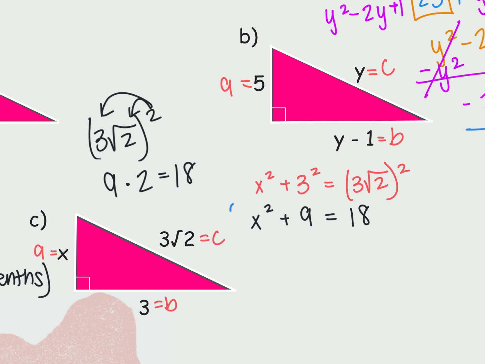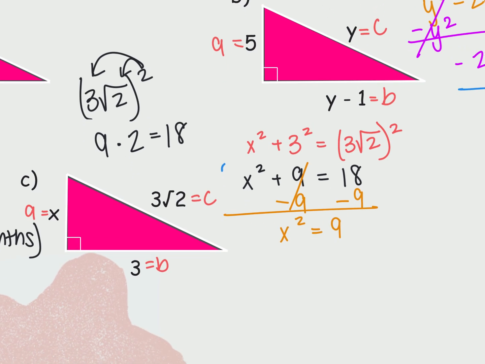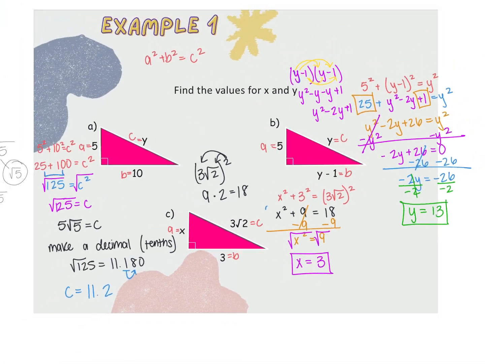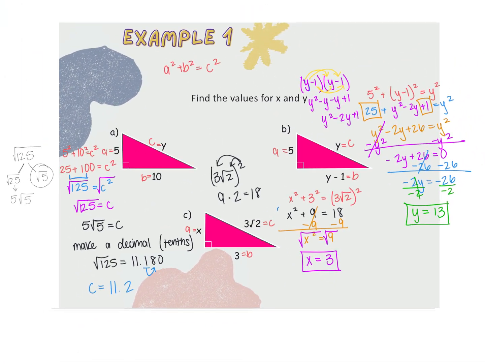Solving for x, what do I do now? Good, I'm going to subtract my 9. I have x squared equals 9. And then what should I do last? Good, square root it. X equals, what's the square root of 9? 3, and I'm done. So some of them may look very complicated, but I promise you, doing the work, it is not.